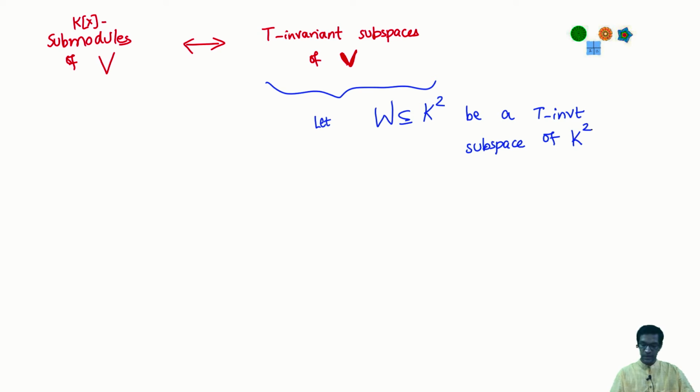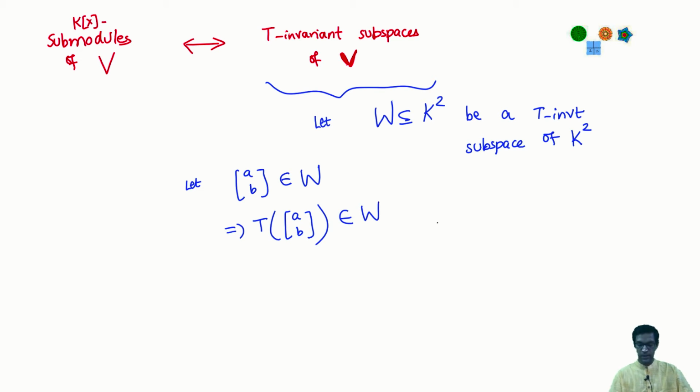Okay, so what does that mean? Let me pick an element in W. Suppose I take the vector (A, B) belonging to W. Now saying that W is T invariant means that when I act T on (A, B), the answer is again in W. Recall T does this special thing, it just sends (A, B) to (B, 0). So what I conclude is that (B, 0) must be in W.